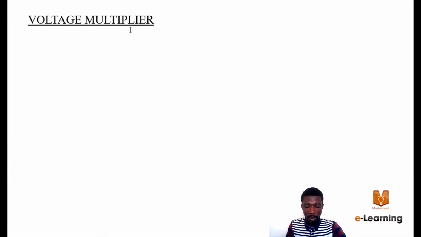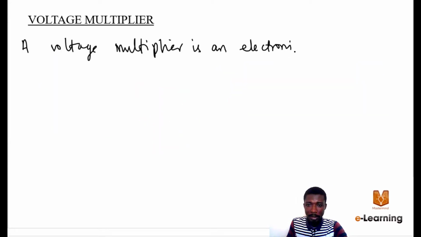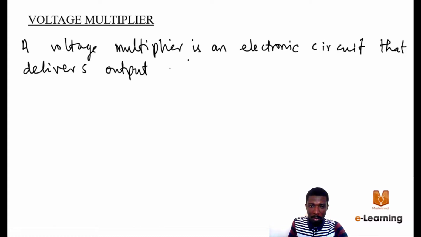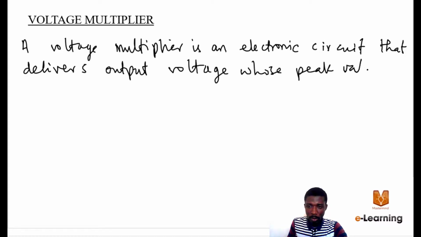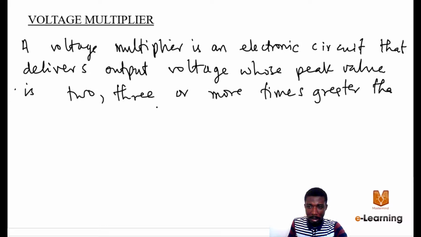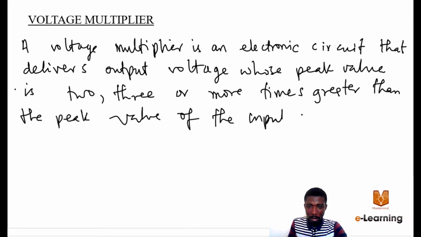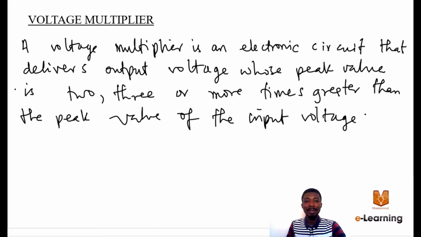Voltage multiplier. A voltage multiplier is an electronic circuit that delivers output voltage whose peak value is 2, 3, or more times greater than the peak value of the input voltage. So just like the name suggests, it multiplies the voltage.